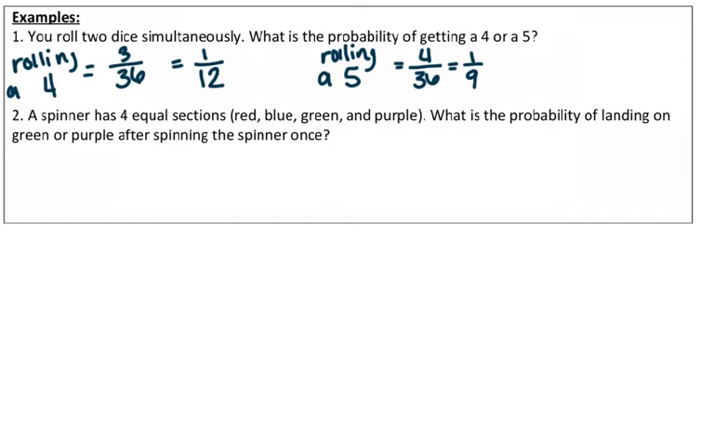So the probability of rolling a 4 would be 1 out of 12. The probability of rolling a 5 would be 1 out of 9. So then I'm going to add those 2 probabilities together, and my final answer is going to be 7 out of 36.